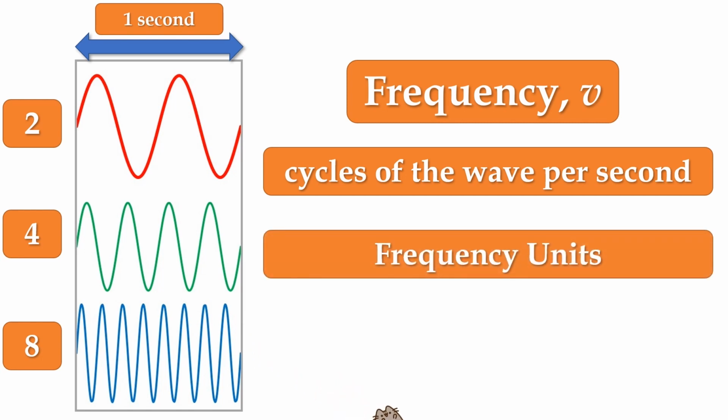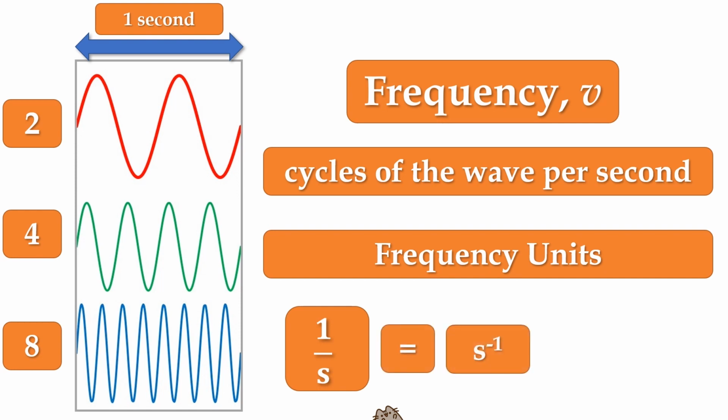The term cycles per second is rarely used as a frequency unit. Rather, we use 1/seconds or inverse seconds. This is equivalent to seconds raised to the -1, or hertz.